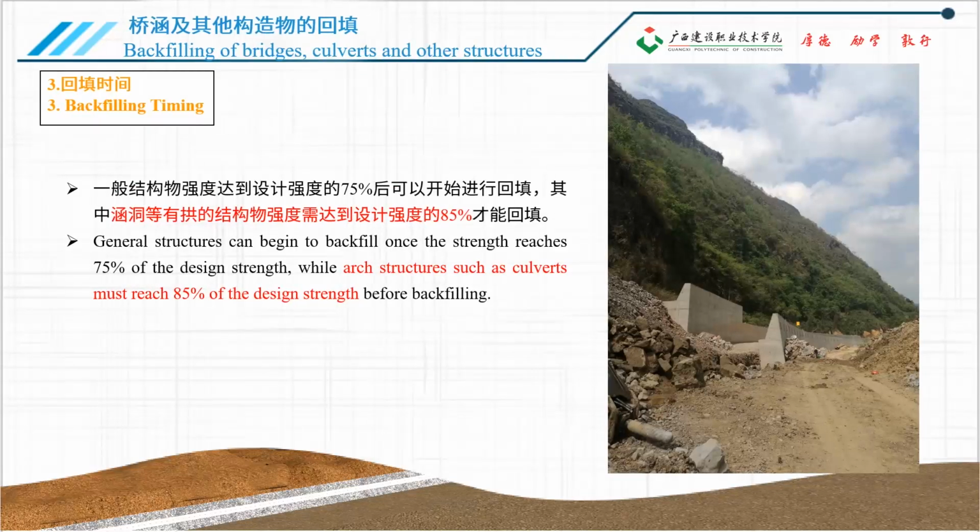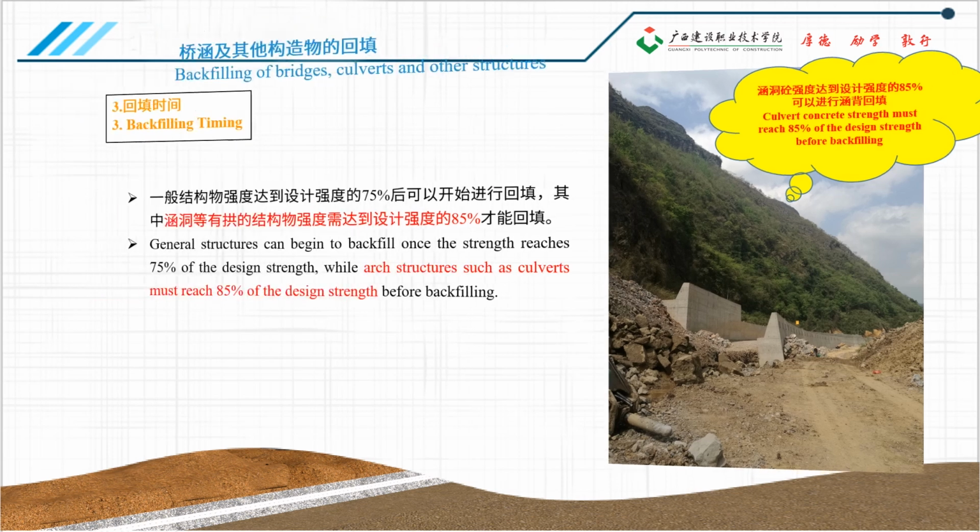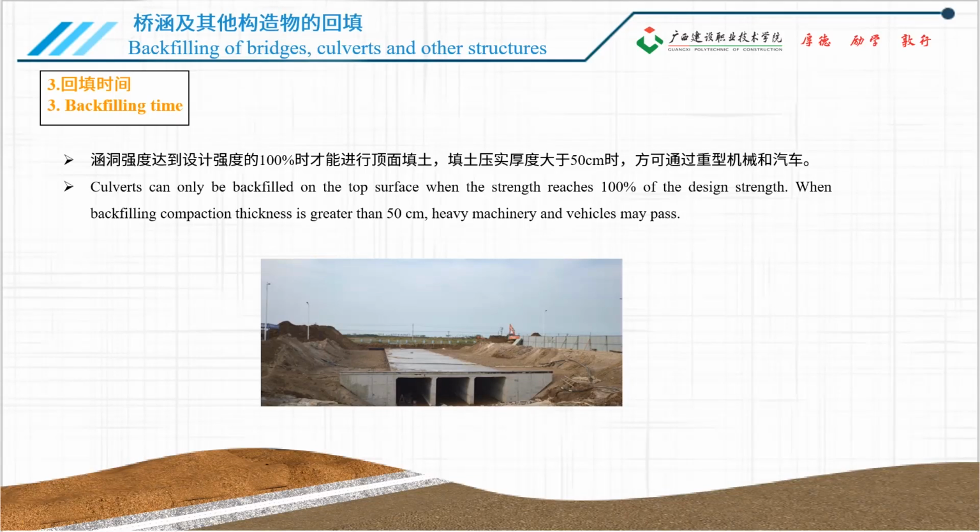2. The backfilling time requirement for 3 backfill. Generally, after the strength of the structure reaches 75% of the design strength, backfilling can begin. One thing to note is that for structures with arches, such as culverts, the strength needs to reach 85% of the design strength before backfilling. When the strength of the culvert reaches 100% of the design strength, topsoil can be filled. When the compacted thickness of the fill is greater than 50 centimeters, heavy machinery and vehicles can be used.